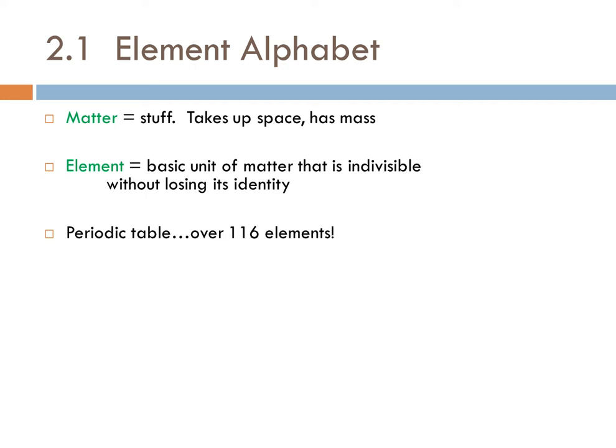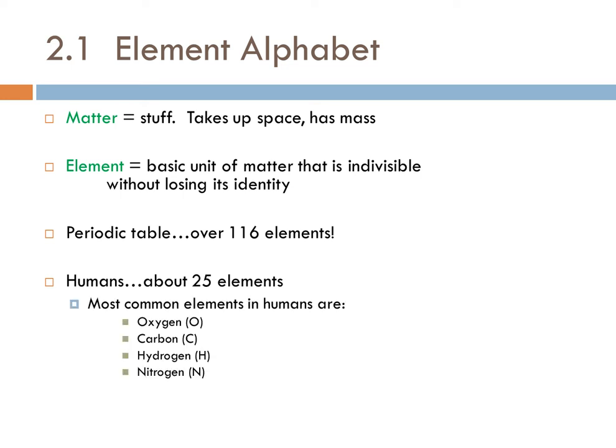The periodic table has about 116 elements. Some of them only last for microseconds, but some of them will last forever. We're really only going to discuss a couple of them, because there are about 25 elements in humans, and those are the ones that we really focus in on.